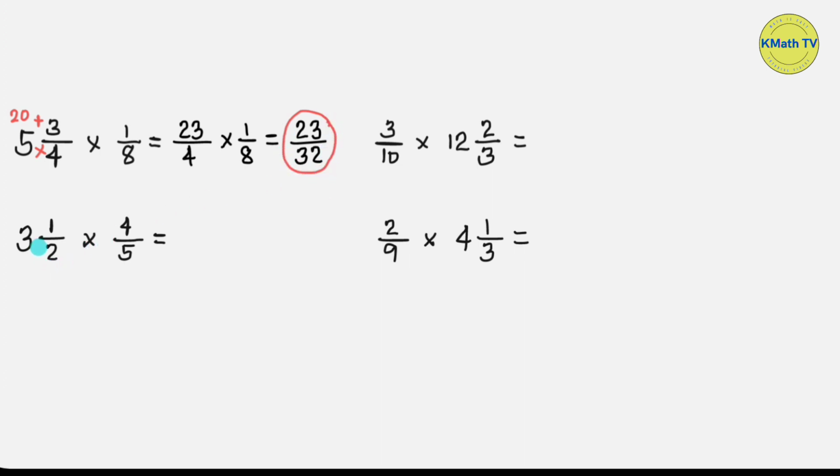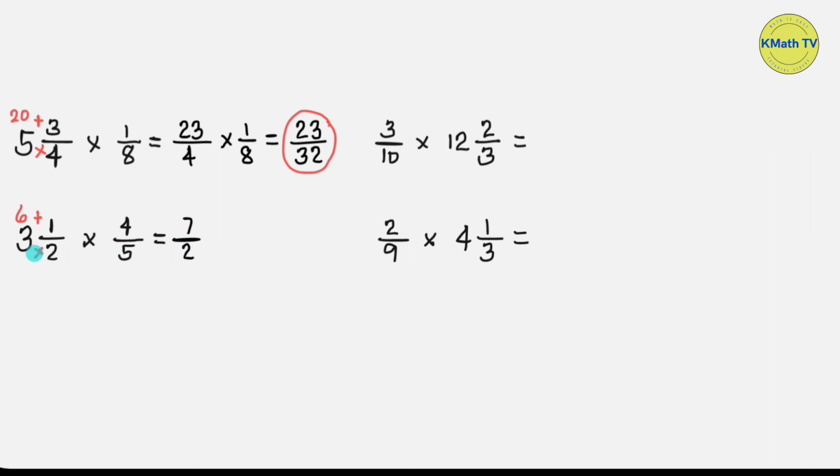Next, let's multiply 3 and 1/2 times 4/5. Okay, first step is to change the mixed number to an improper fraction. So let's change 3 and 1/2 to an improper fraction. Multiply the denominator and the whole number. 2 times 3 equals 6. Then, add the numerator 1. 6 plus 1 equals 7. Then, copy the denominator 2.